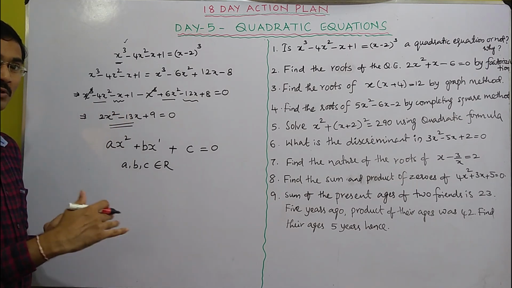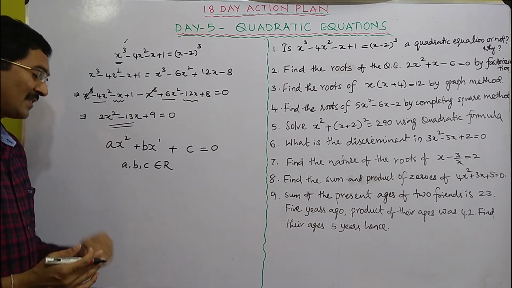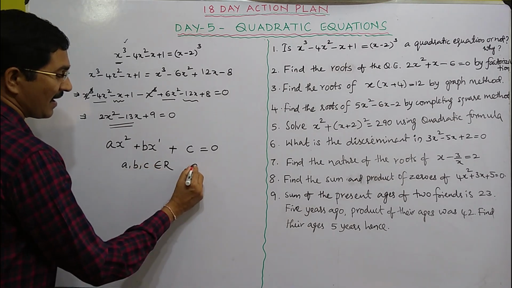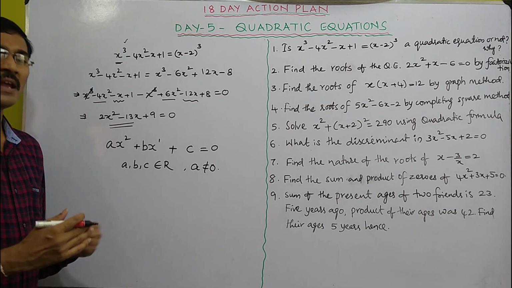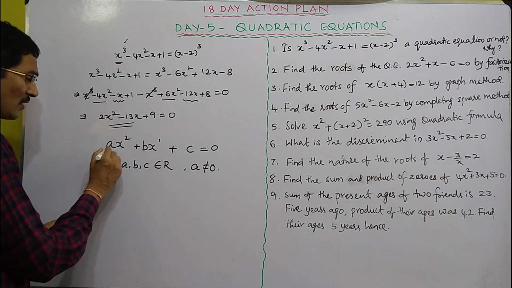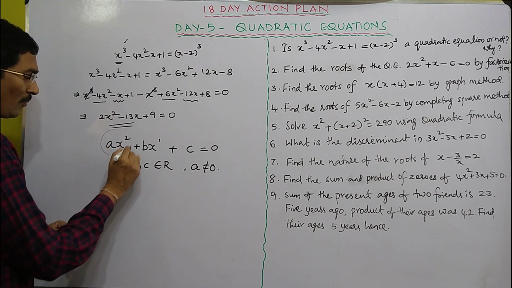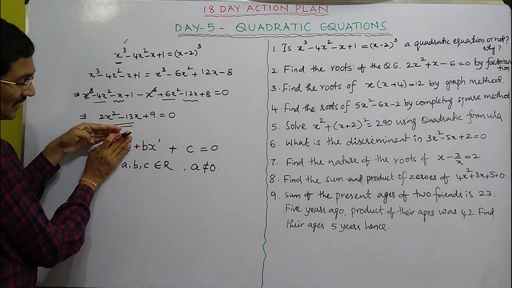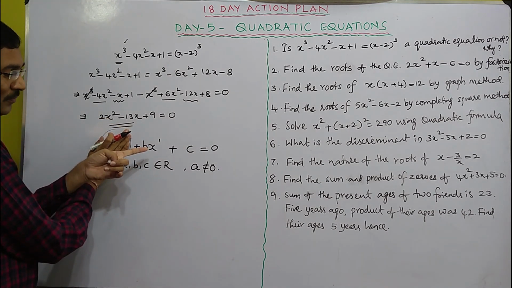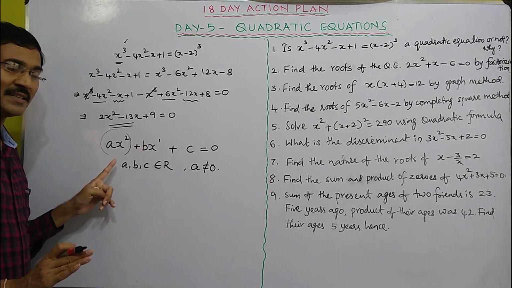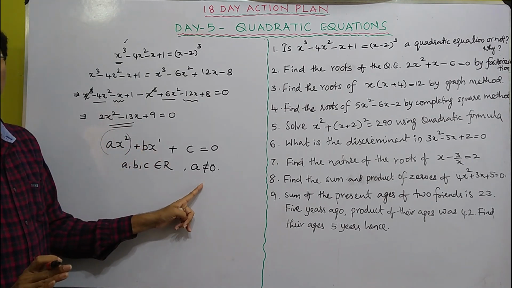That a square plus b square must not be equal to 0? Yes, there is a rule. Here, a must not be equal to 0. What if a is equal to 0? If a is equal to 0, 0 into this becomes 0. So this results in vanishing of this one. Finally, this results in a linear equation. So for it to be a quadratic equation, a must not be equal to 0.